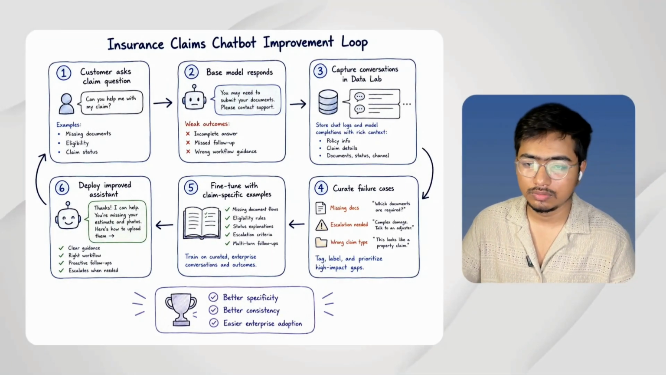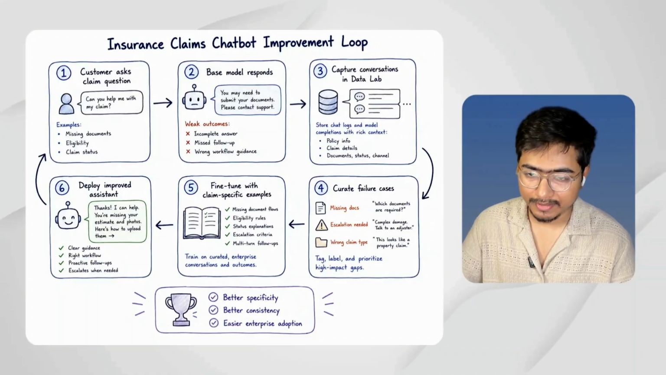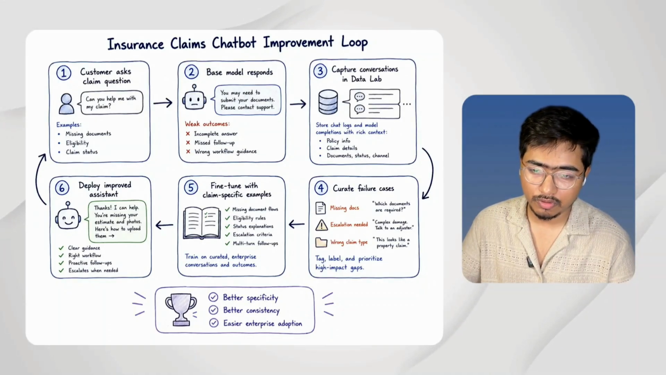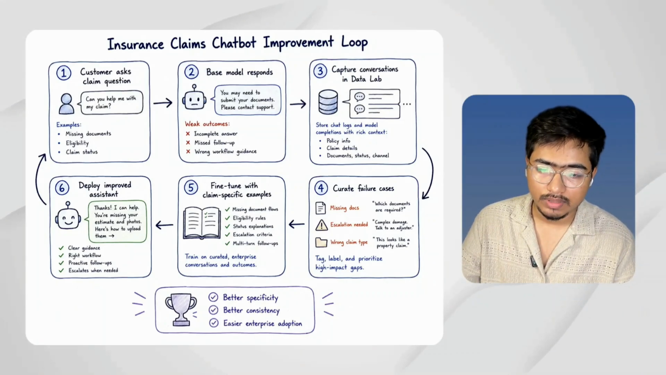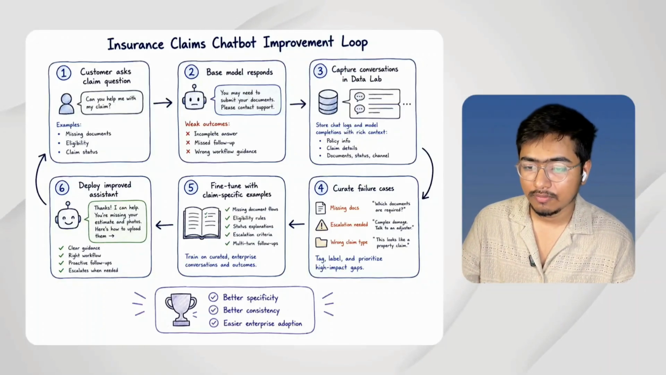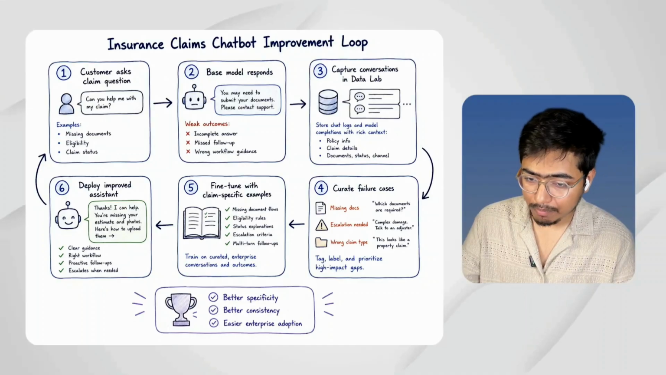Now let me show you one of the examples that I have implemented myself for insurance claim fine-tuning and a model improvement loop using Nebius Data Lab. I used this broken data set to prompt the base model, and got incomplete answers, missed follow-ups, and wrong workflow guidance. Everything was captured inside Data Lab. And from there, we created failure cases, tagged, labeled, and prioritized high-impact gaps. From there, we fine-tuned on the specific examples.